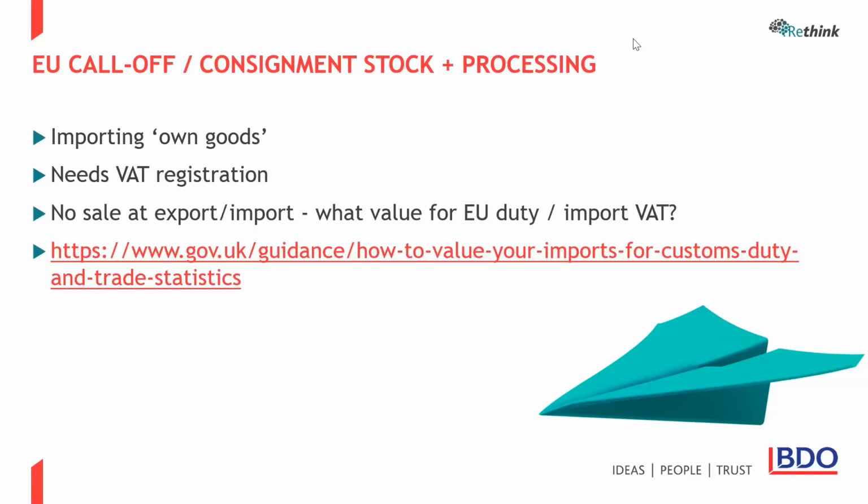So there are rules there, and I've put HMRC's own guidance at the bottom there, which is identical to what goes on across the EU. It's the same rules, but basically it says you do have to come up with a value for that movement of what is your own goods into the EU.